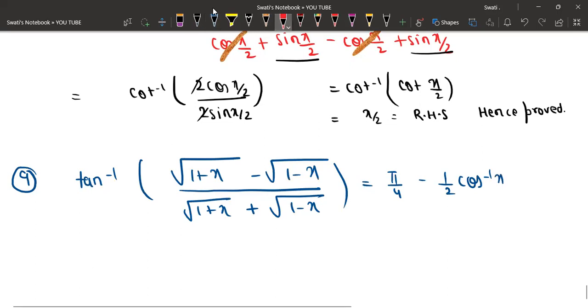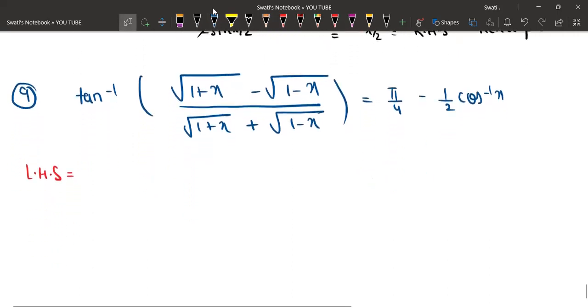Okay. So let's start with the proof. So of course, this is a proof. So I'm going to do the same thing. I'm going to start with the LHS.